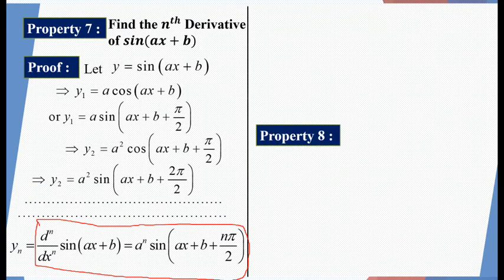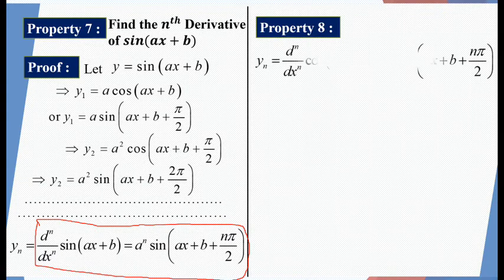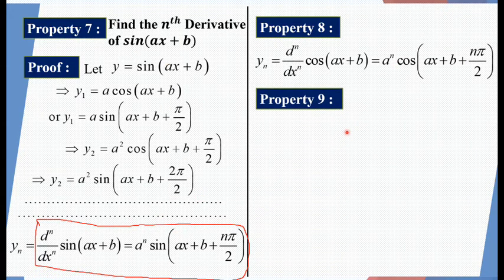Similarly, we have a formula for cos ax plus b. The only difference between property 7 and 8 is sin and cos. So nth derivative of cos ax plus b is equal to a raised to power n cos ax plus b plus n pi by 2. So we can prove it just like this. So property number 9.